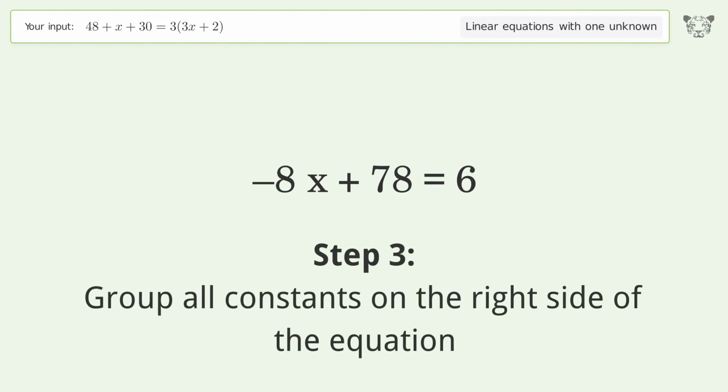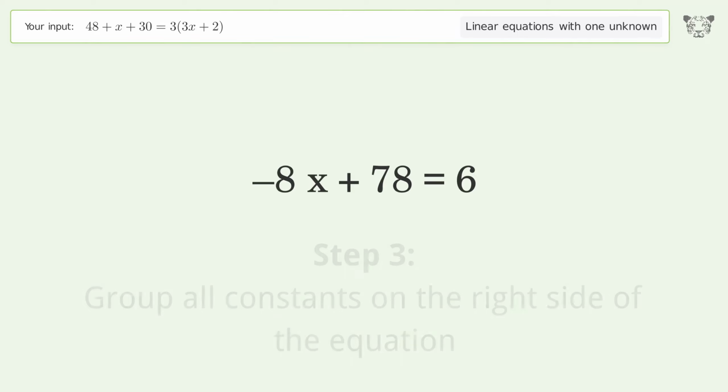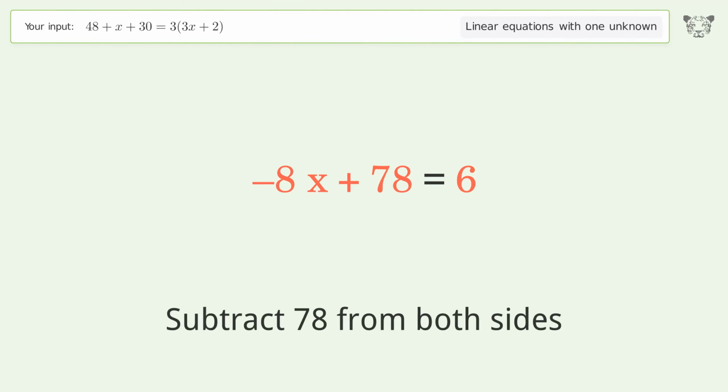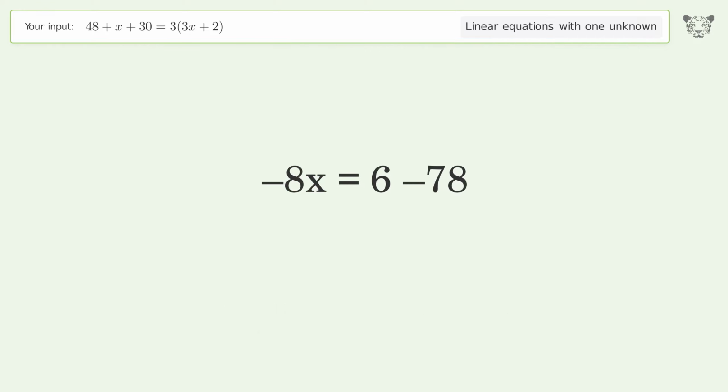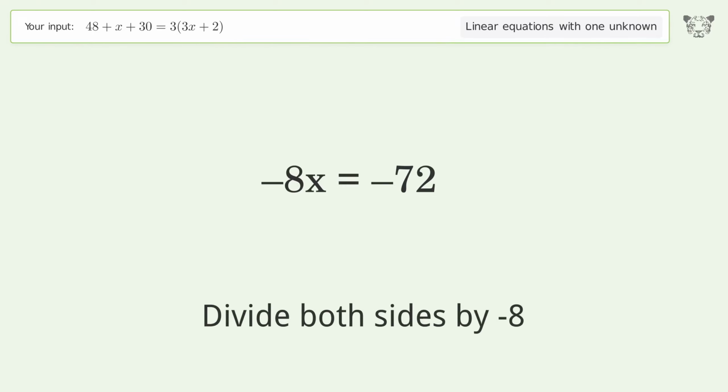Group all constants on the right side of the equation. Subtract 78 from both sides. Simplify the arithmetic. Isolate the x. Divide both sides by -8.